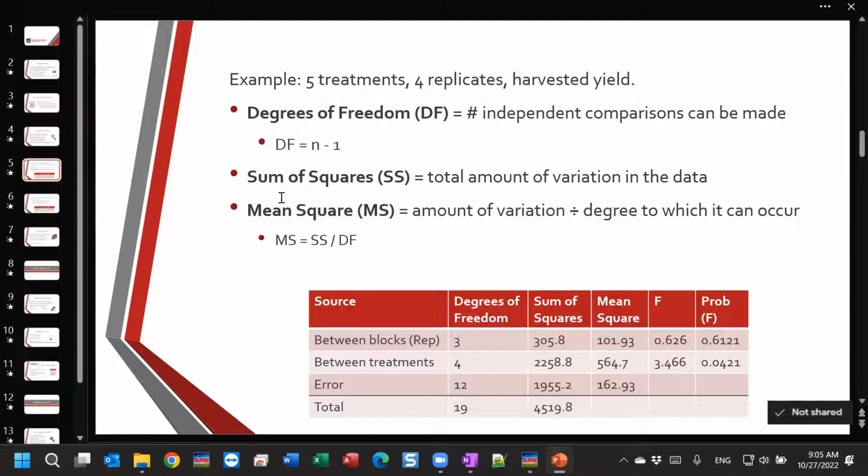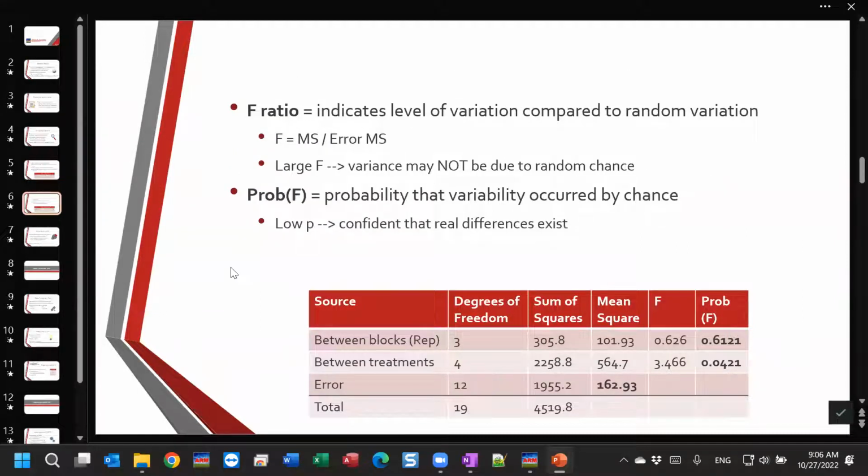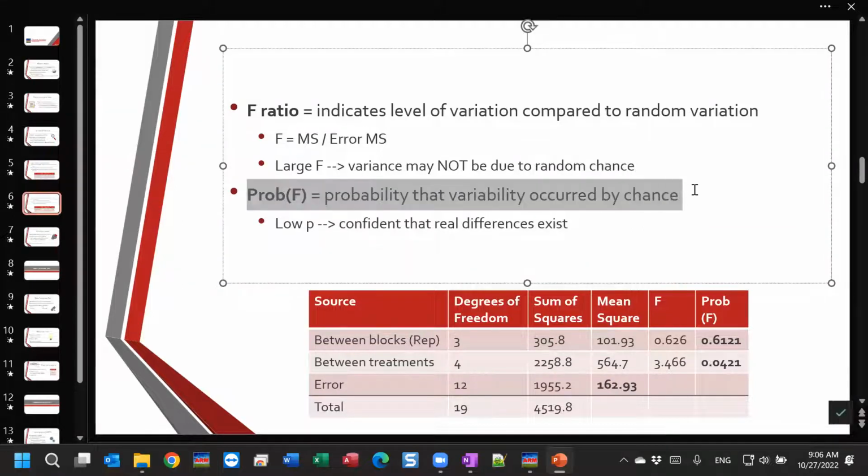I won't go through each individual calculation here, but we walked through an example and the different components we get in this is known as an AOV table. We've got a lot of calculations. Each row in this table is one of those sources of variability, and we go through a lot of calculations in that AOV analysis. But the end result that we really care about is the p-value at the end, and that is a probability.